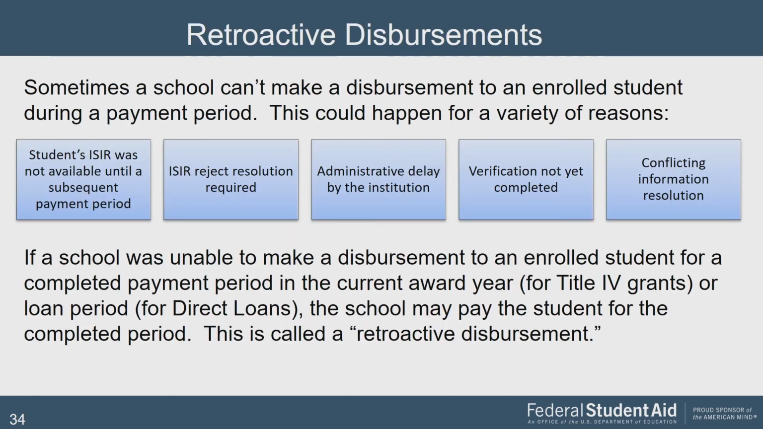Let's talk about retroactive disbursements right now. Again, I said that retroactive disbursements means that the student is still in school. It's just that for whatever reason, maybe it was the systems, maybe there were problems with the ISIR, maybe there were problems with conflicting information, or verification has not been completed yet, and you're not a school that pays the student in-term disbursements before verification is complete. If any of these issues take place and then they are cleared up, that becomes a retroactive disbursement.